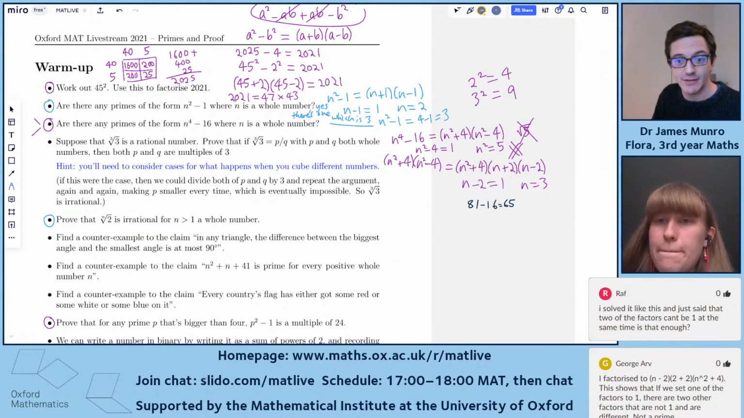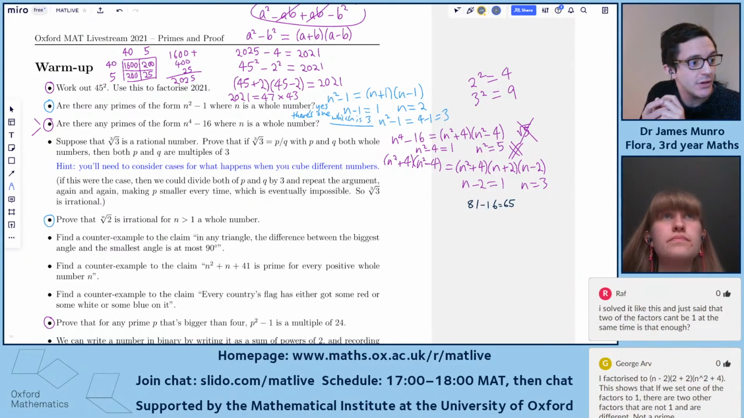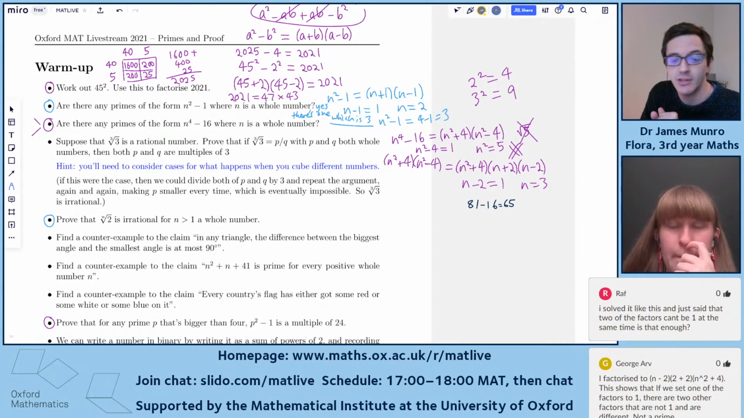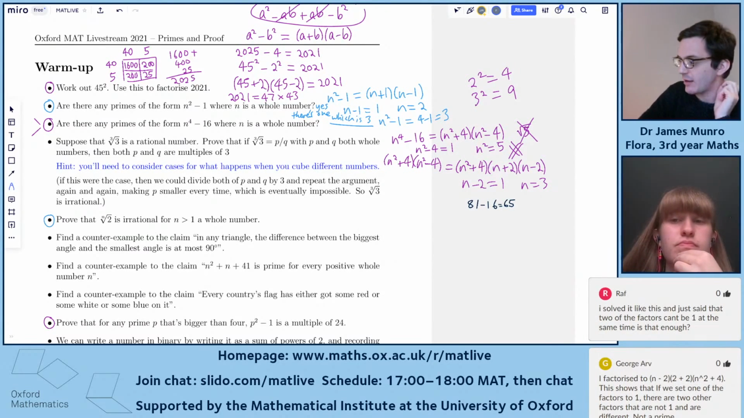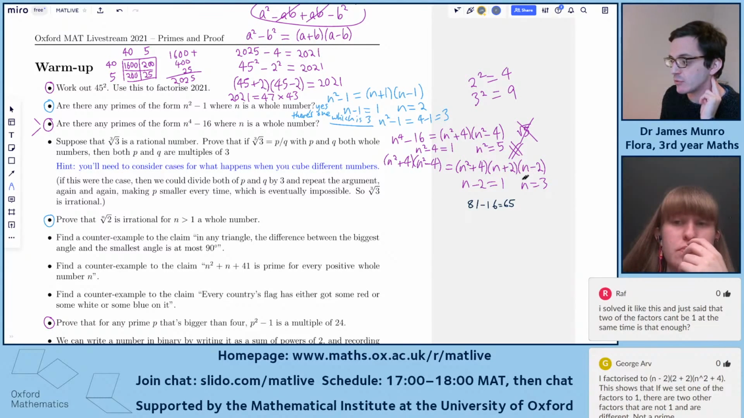People in chat have got slightly different ways of phrasing this. Maybe this is a good point to talk about this. Let's read out Raf's comment. Raf says, "I solved it just like this, and said that 2 of the factors can't be 1 at the same time. Is that enough?" Now, there's a claim in there that you can't have 2 of these things being equal to 1.